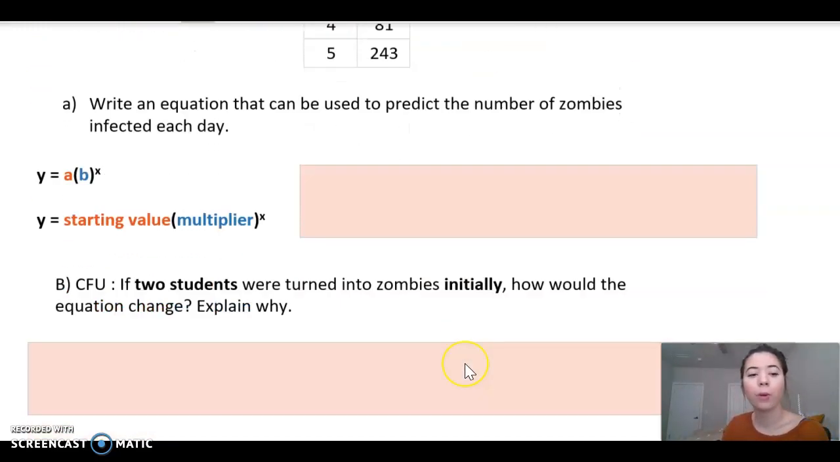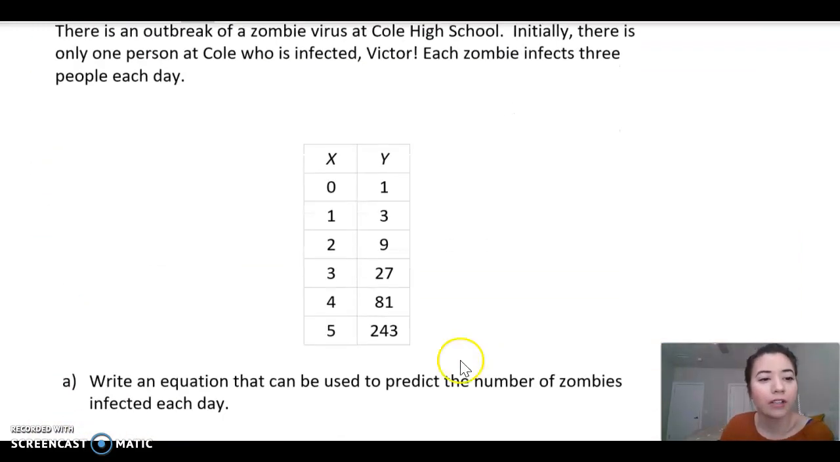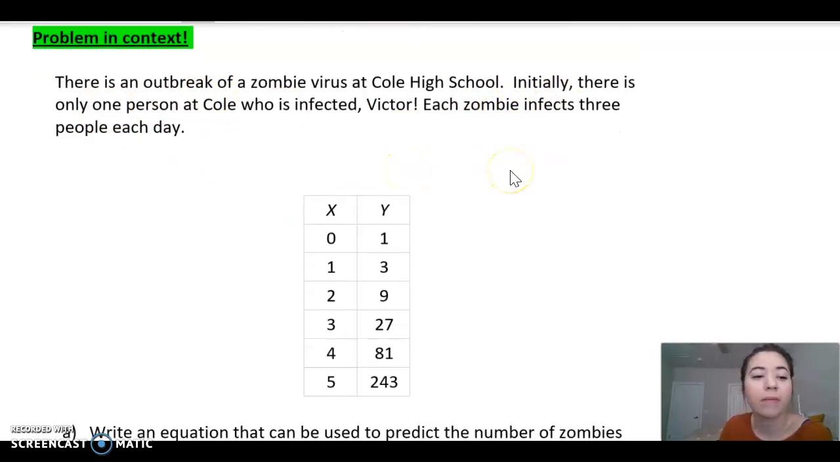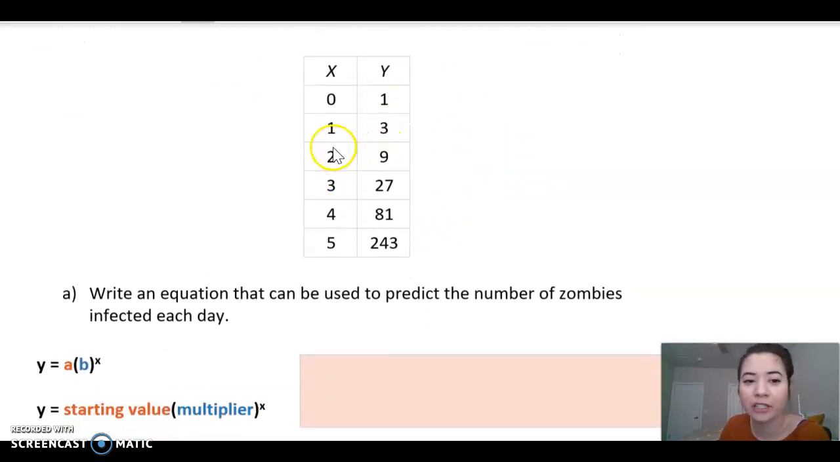So let's look at one more problem. There's an outbreak of a zombie virus at Cole. Initially, there was only one person at Cole who was infected, Victor. Each zombie infects 3 people each day. So we have created this table here. So we have Victor is infected, and then he infects 3 people. Those 3 people infect 3 people each. So 3, 3, and then 3. So we get 9, and so on. And we're going to create our equation.